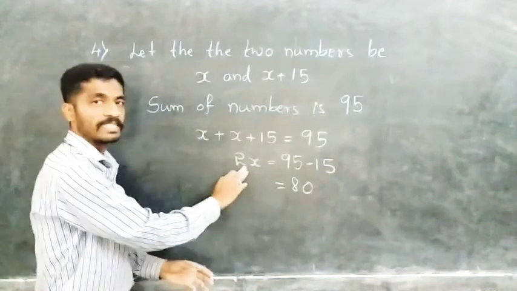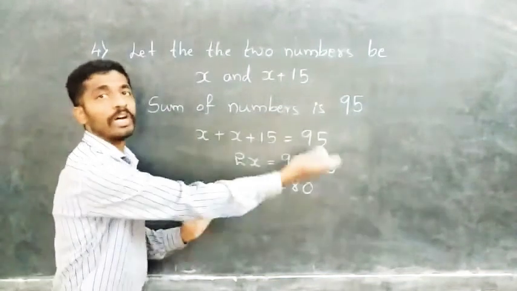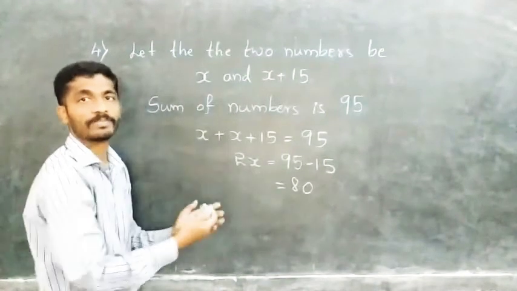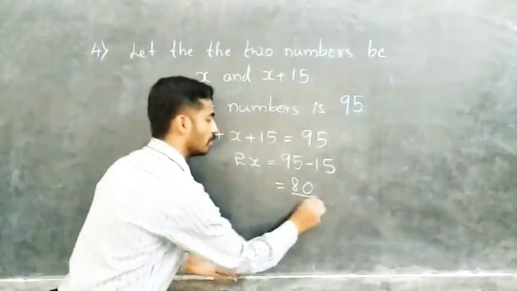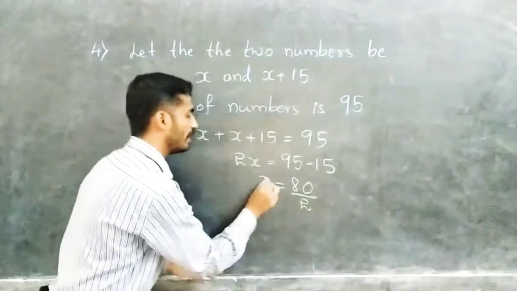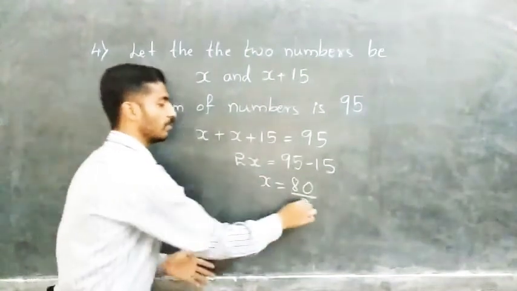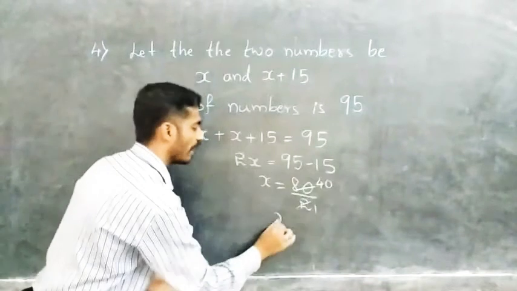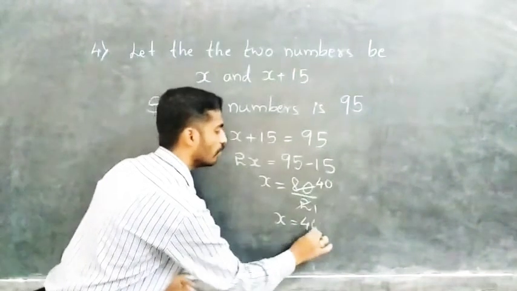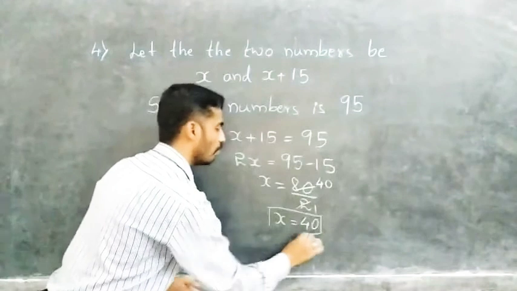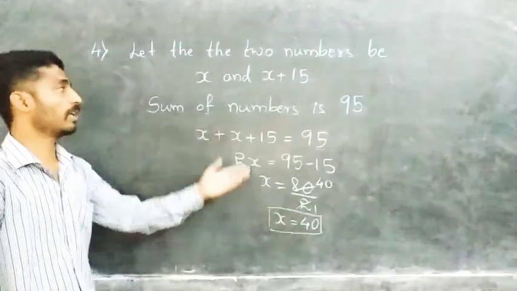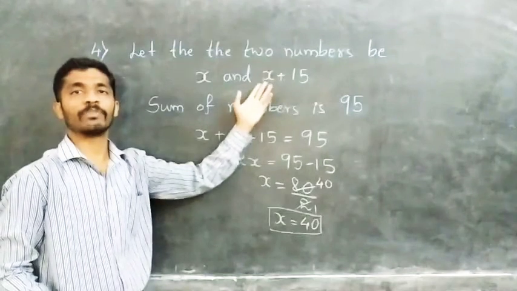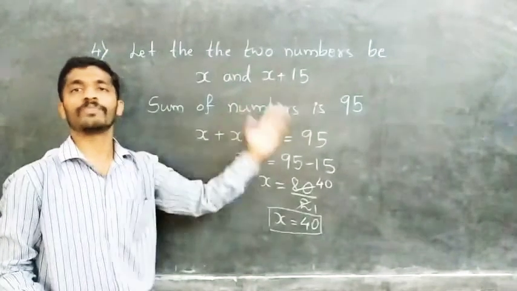So here 2x is there, and taking the 2 to the right side. Here 2 is multiplying. If I take it to the right side, it becomes divisible. So it will be 80 by 2, and here what is left? x is left. So 2 ones are 2, 2 fours are 8. So x equals how much? 40. So now we got one number. What about the other number? The other number will be x plus 15. x means 40. 40 plus 15, that will be 55.